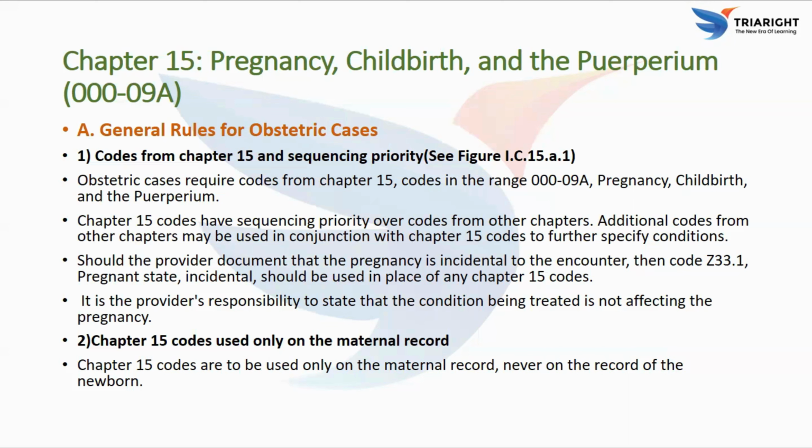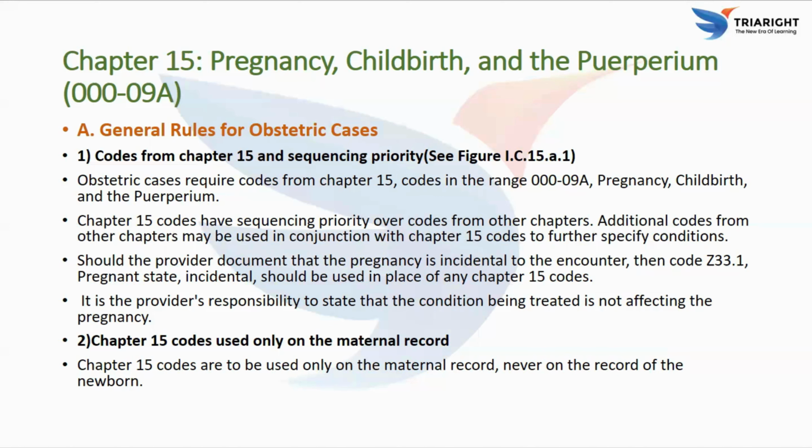How do you code when pregnancy is incidental? It is not affecting the reason for the visit. Sometimes a woman is pregnant, but she comes for something unrelated to pregnancy. For example, a pregnant woman comes to the hospital for a sprained ankle. The pregnancy has nothing to do with the reason for treatment. In this situation, instead of a chapter 15 code, you have to assign code Z33.1, which indicates pregnant state, incidental. This means the person is pregnant, but the pregnancy is not affecting the current medical issue.